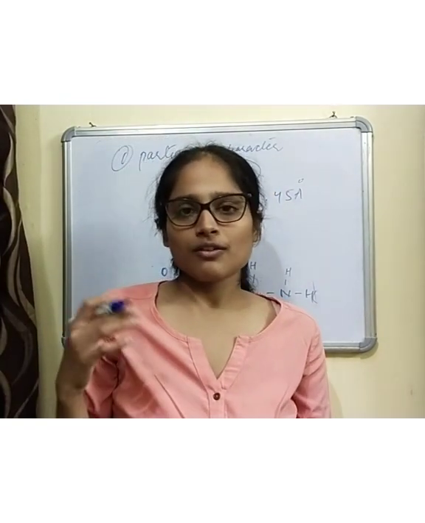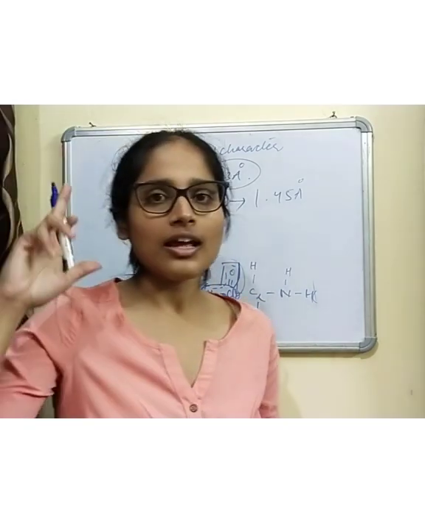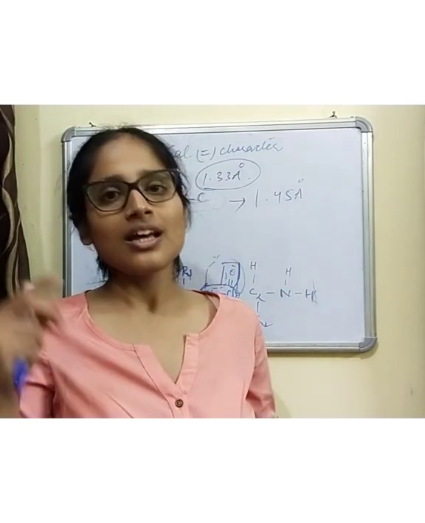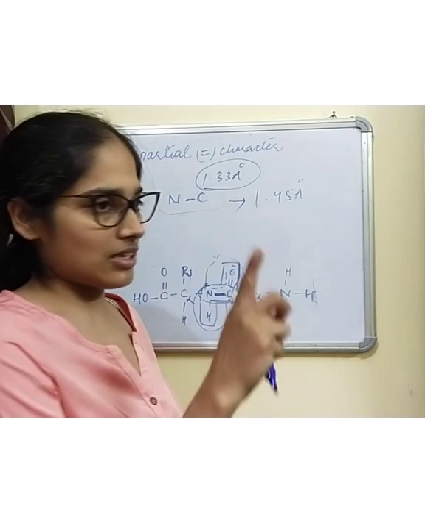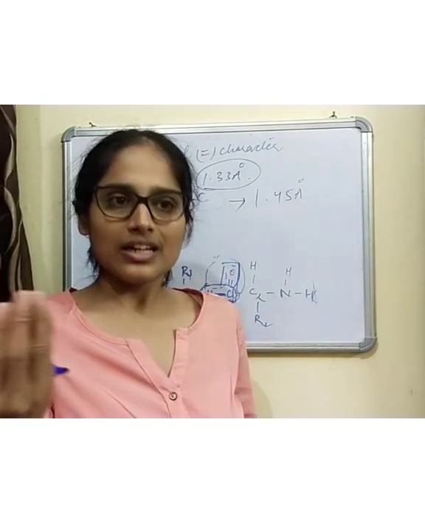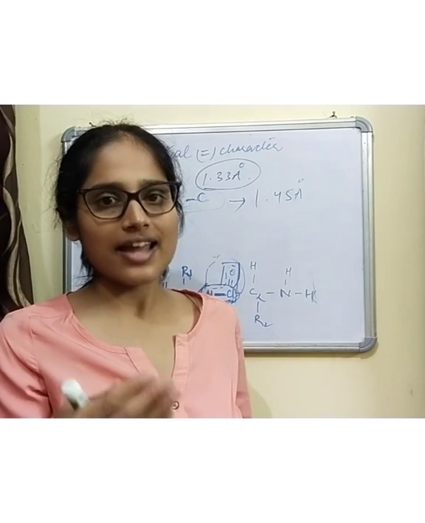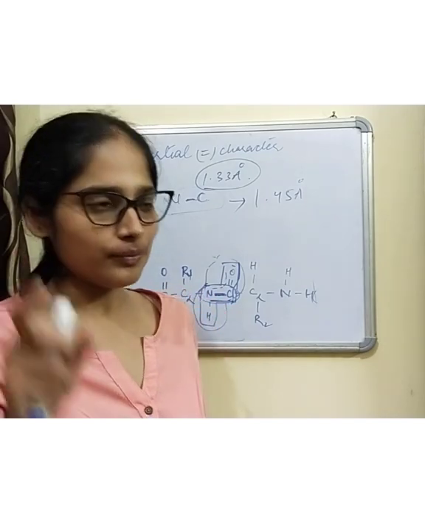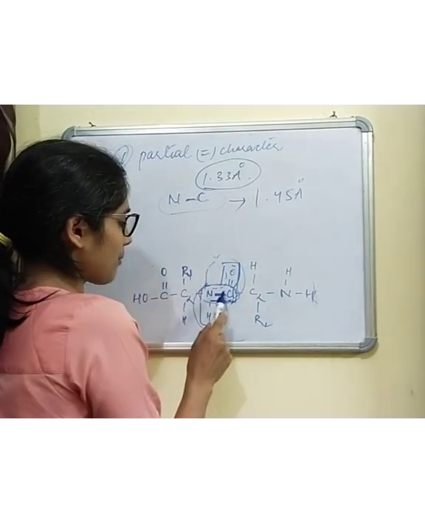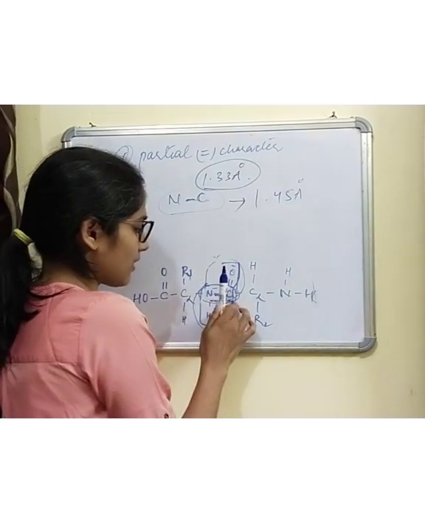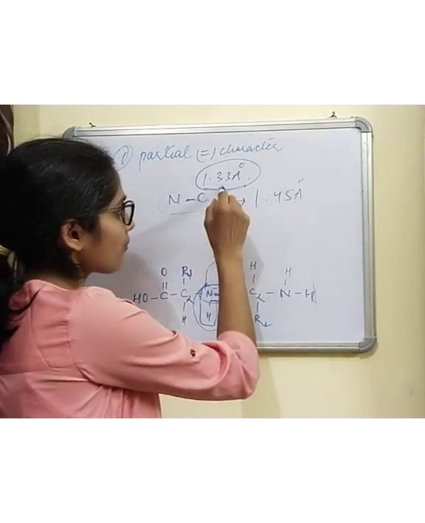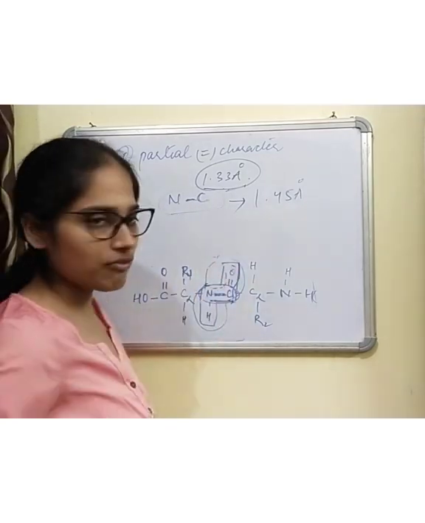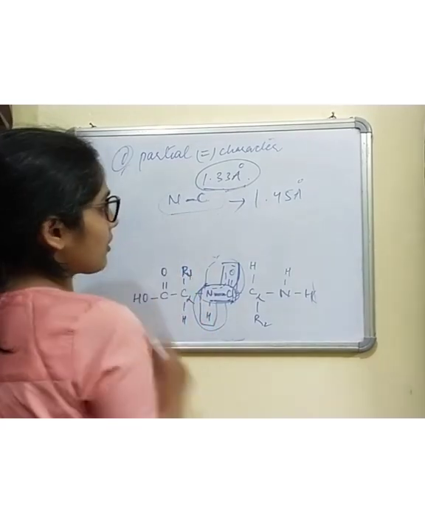There are a few things which you must recollect from your 11th and 12th chemistry. As the number of bonds increases between two atoms, the bond length decreases. So single bond is large, double bond is slightly less, whereas triple bond has the shortest bond length among all three kinds of bonds. So because of this partial double bond character between nitrogen and carbon, the bond length is reduced to 1.33 angstrom, whereas the usual single bond length is 1.45 angstrom. So this is one of the important properties.